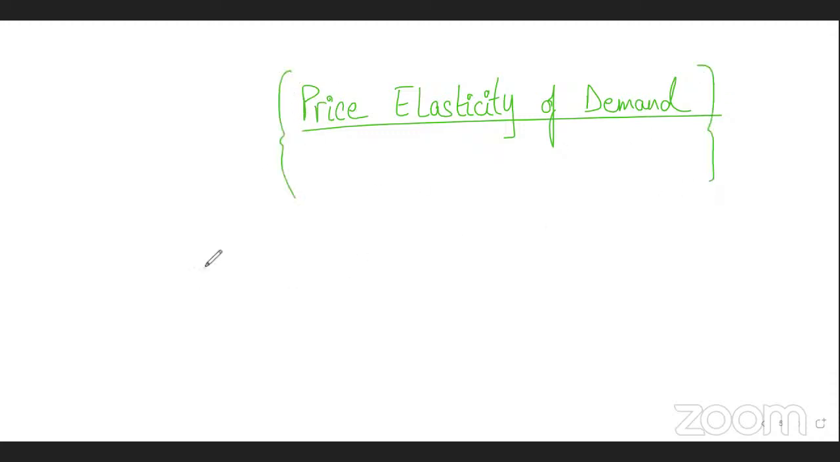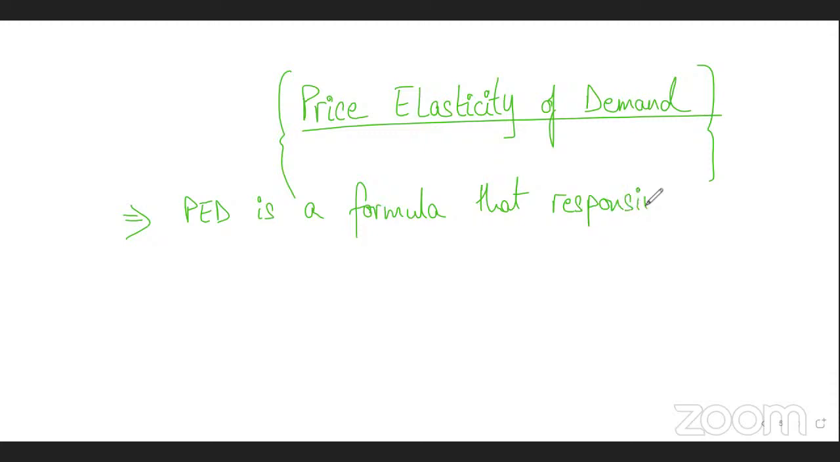Okay, but what are we looking at in this formula? Now, let me write this down first and then I'll explain more. The short form of price elasticity of demand is PED. PED is a formula that captures the responsiveness of quantity demanded due to change in product price.